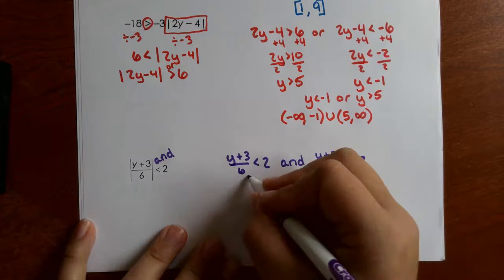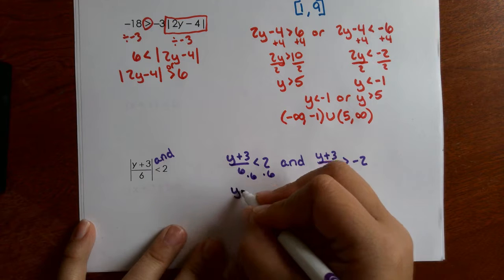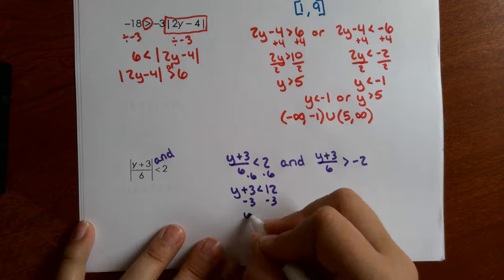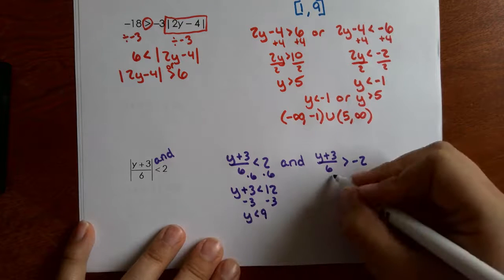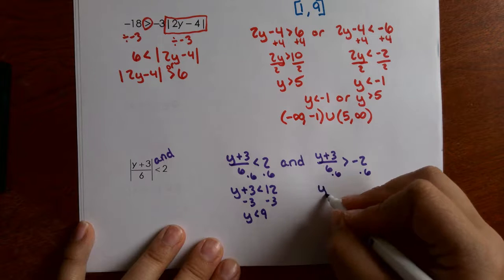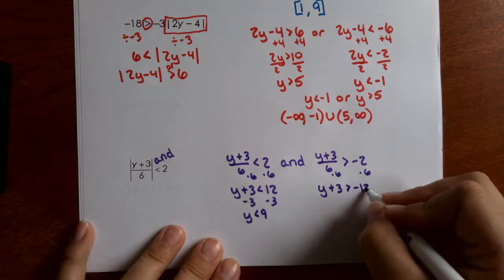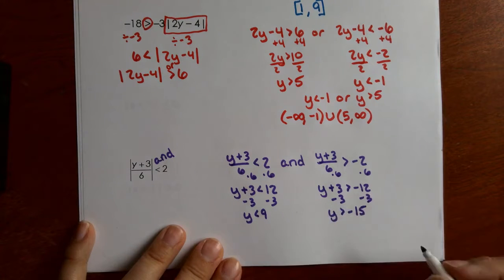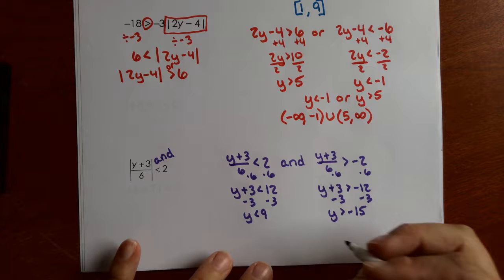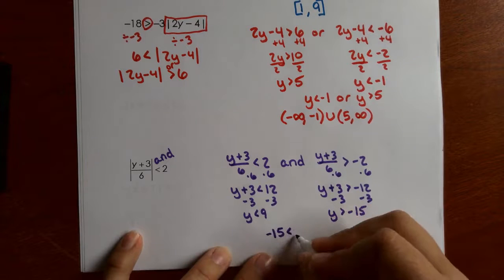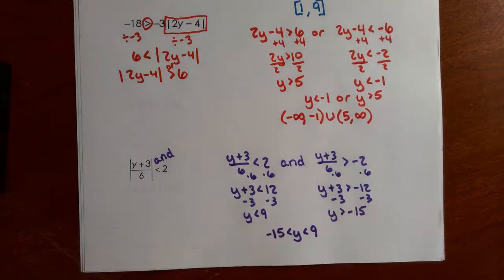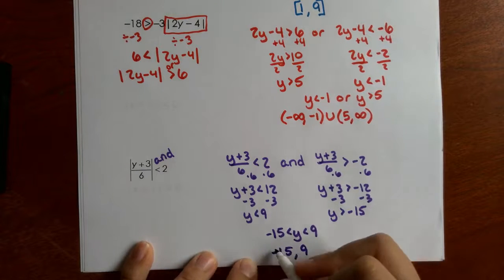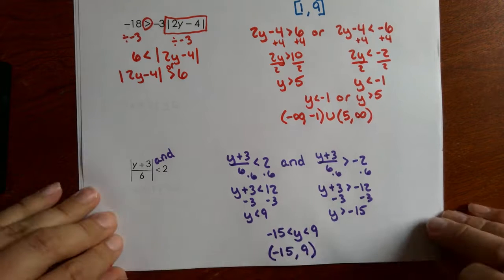Now I solve. I'm going to multiply both sides by 6. I get y plus 3 is less than 12. And then subtract 3 to get y is less than 9. Same thing on the other side. I multiply both sides by 6. y plus 3 is greater than negative 12. Subtract 3. I get y is greater than negative 15. Since it's an and, I can smush it into one inequality. Negative 15 is less than y is less than 9. For our interval notation, we start with negative 15. We end with 9. Both get parentheses because they're not actually included.